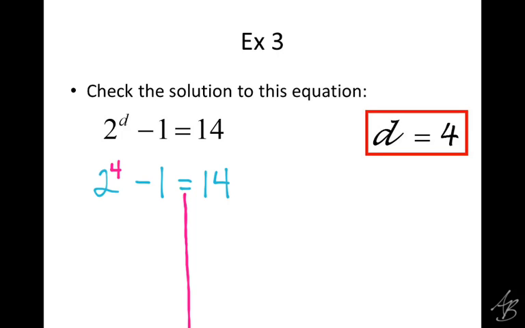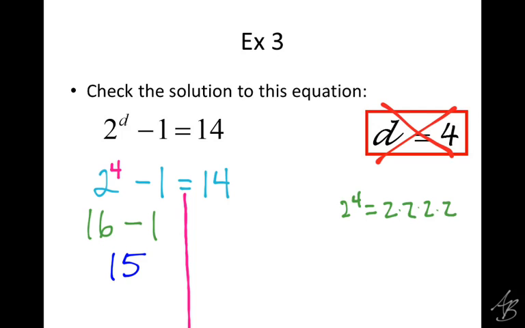What does 2 to the 4th power mean? 2 multiplied 4 times. Yeah, so it's 2 times 2 times 2 times 2. What is 2 times 2? 4. Times 2? 8. Times 2? 16. So 2 to the 4th power is 16. So we get 16 minus 1 here. And then we'll do our subtraction. What's 16 minus 1? 15. So we get 15 on the left side and we get 14 on the right side. So it is wrong. So we're going to put an X through your answer.